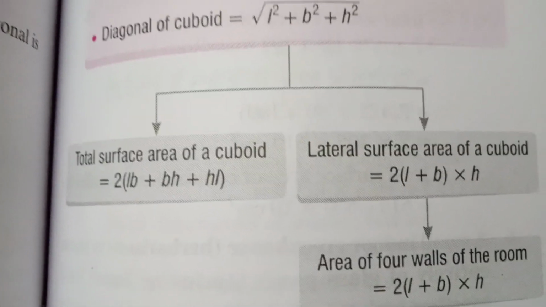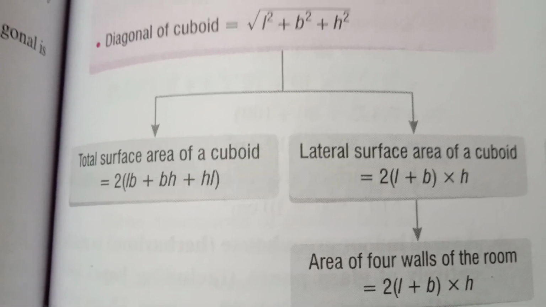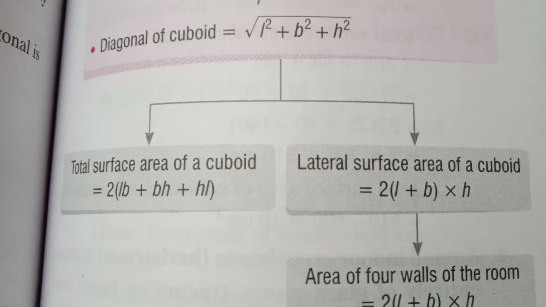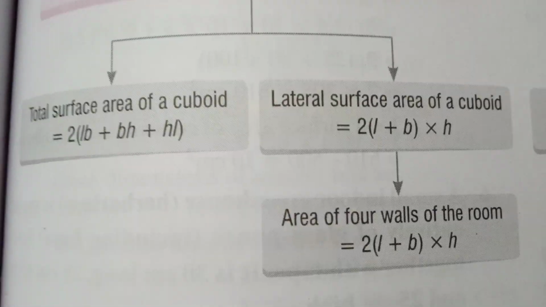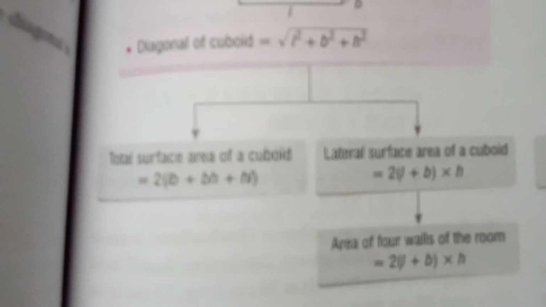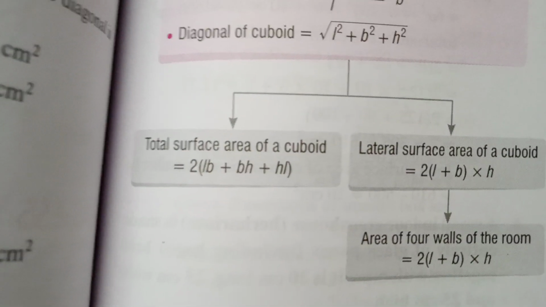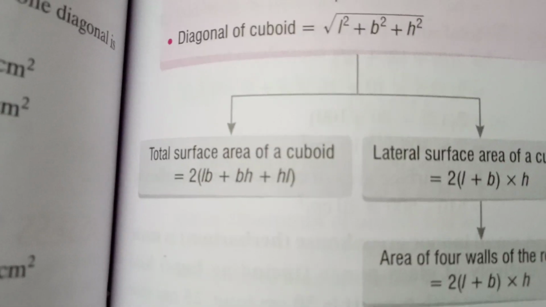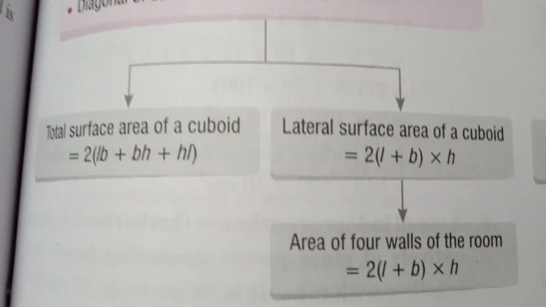So here are the total surface area of a cuboid and the lateral surface area of a cuboid. The diagonal of a cuboid, which is the longest pole that can be inserted inside the cuboid, has diagonal length under root L square plus B square plus H square. That is the length of the diagonal of a cuboid.